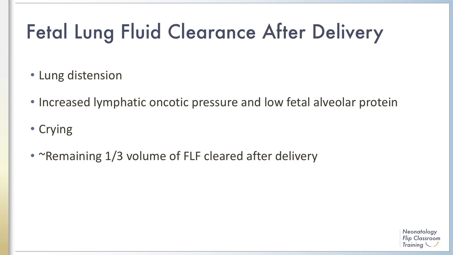Provided the prior steps have occurred, once the infant is born, there remains about 1/3 of the fetal lung fluid to be cleared. The remaining fluid is cleared through the process of lung distension as the infant takes his initial breath, which will lead to an increase in transpulmonary pressures and drives the fluid into the interstitium.